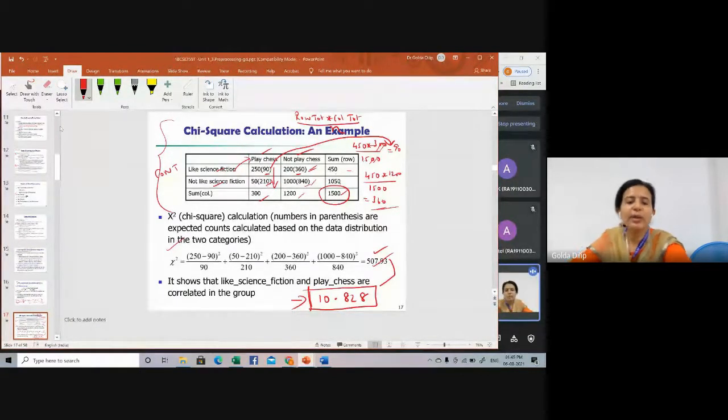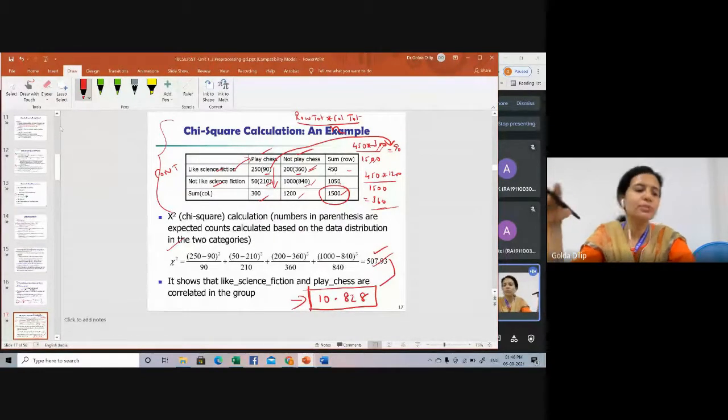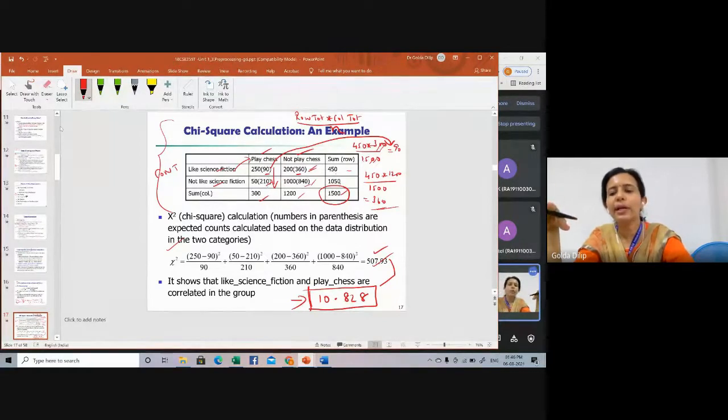Which means we can reject the hypothesis. That means playing chess and preferred reading are correlated. We are rejecting the hypothesis. What was the hypothesis? The hypothesis said that they are independent. So they are not independent; they are correlated. That's what the chi-square test tells you.